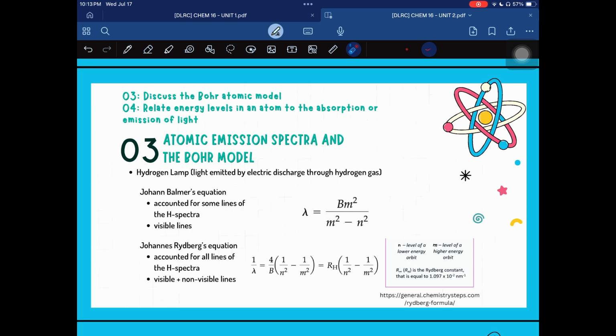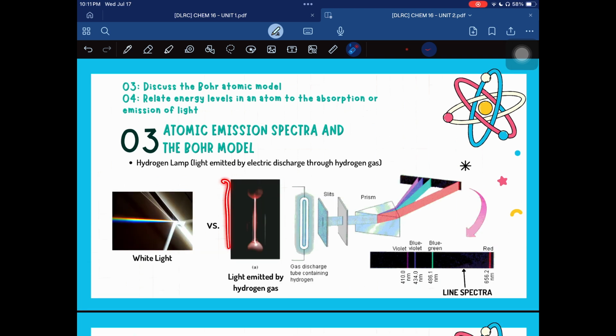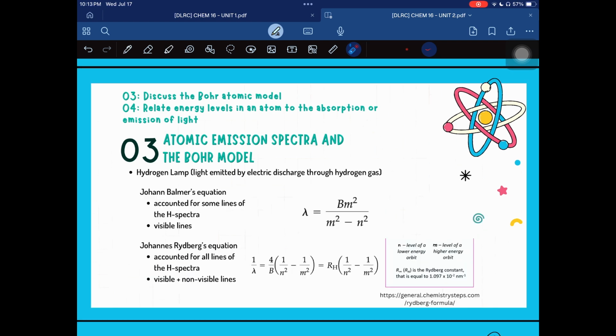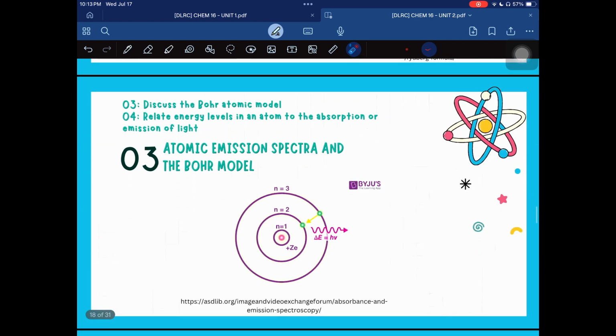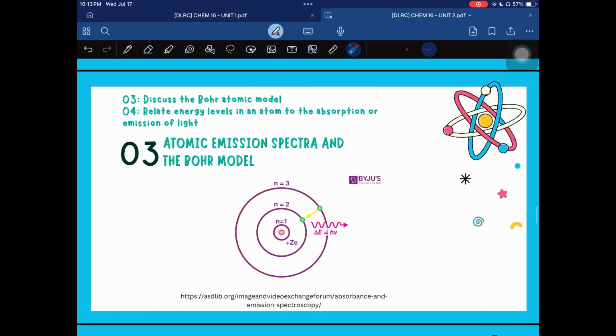So now, what makes different elements emit light of different colors or wavelengths? Bohr answered these questions through the Bohr model of the hydrogen atom. According to Bohr, the potential energy of an electron is also quantized. It can only inhabit certain energy levels at fixed distances from the nucleus. So it can only inhabit certain energy levels.